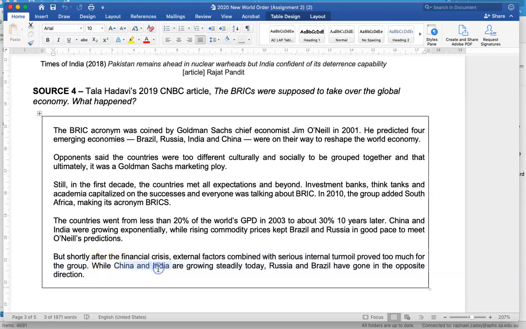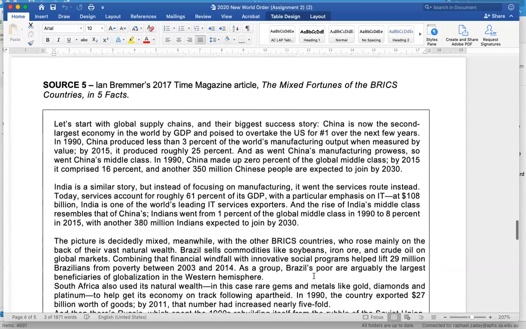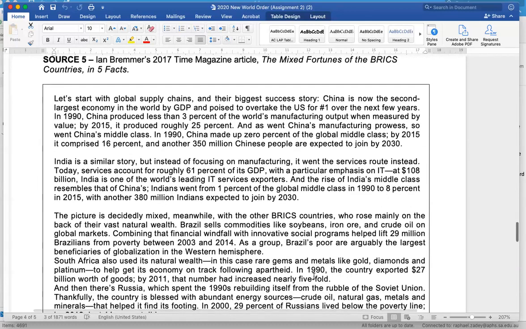China and India are still growing because they relied on technology and service industries. Russia and Brazil struggled because they have relied on resources which are less valuable. Countries around the world are willing to pay less. Then we have the mixed fortunes of the BRICS.